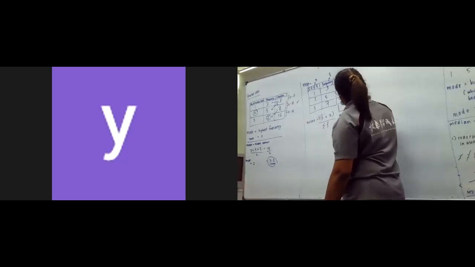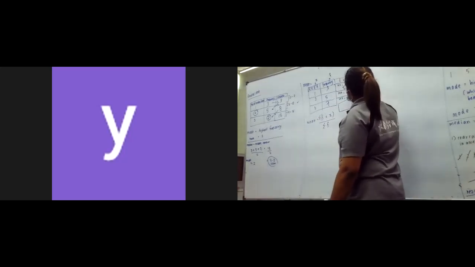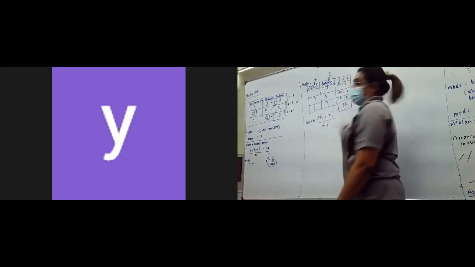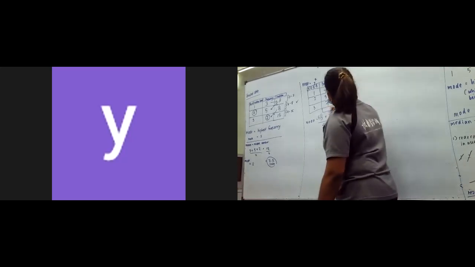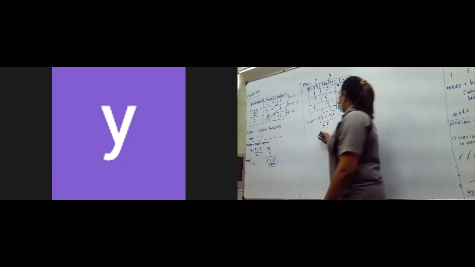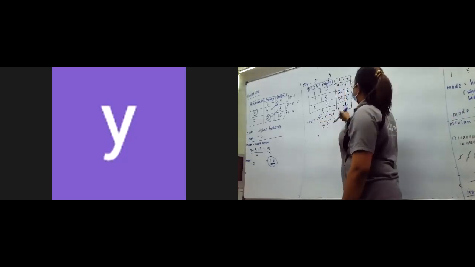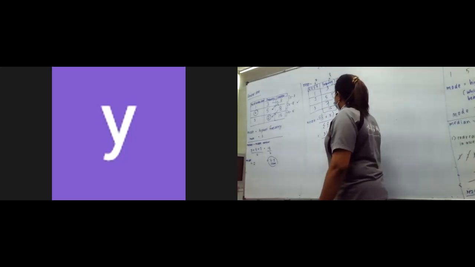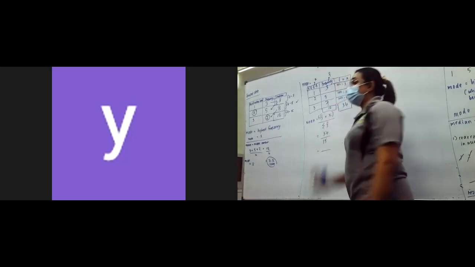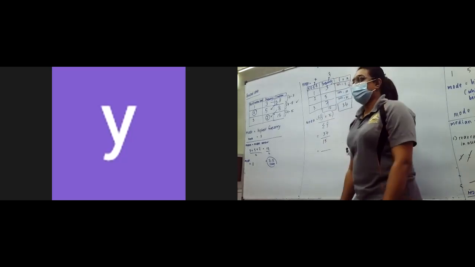So what's the total here? 31. Okay, and your total frequency is 50. Okay, so now what's your total F times X? 34. Divide by total frequency. What's the answer? Calculate.